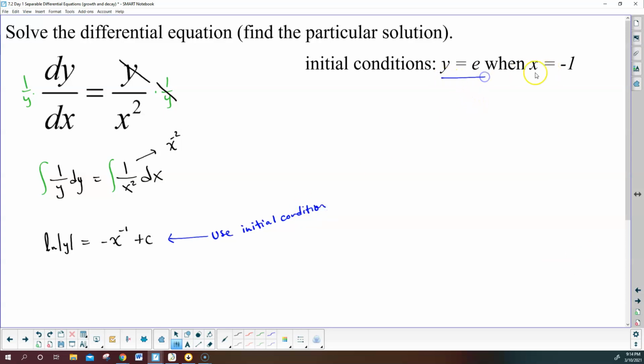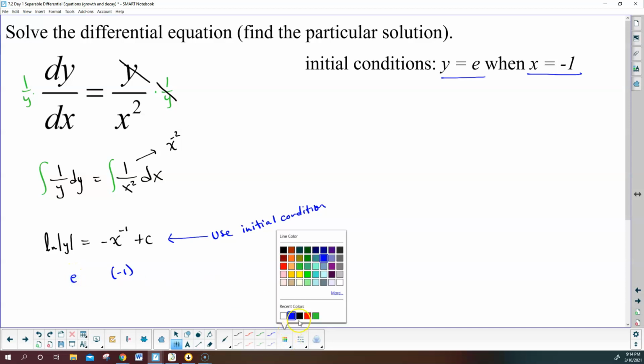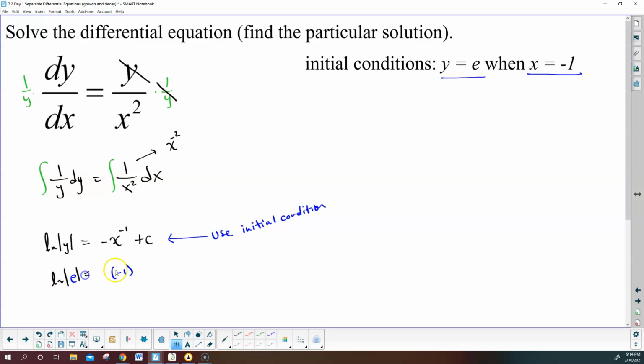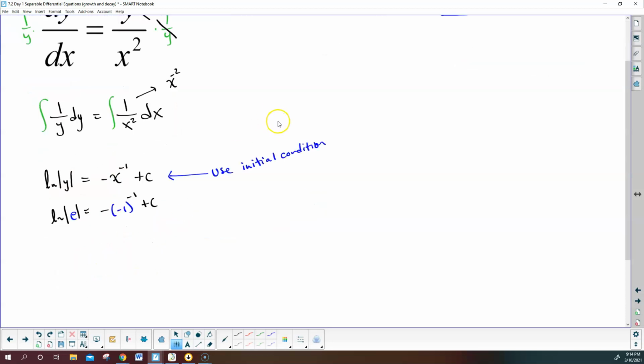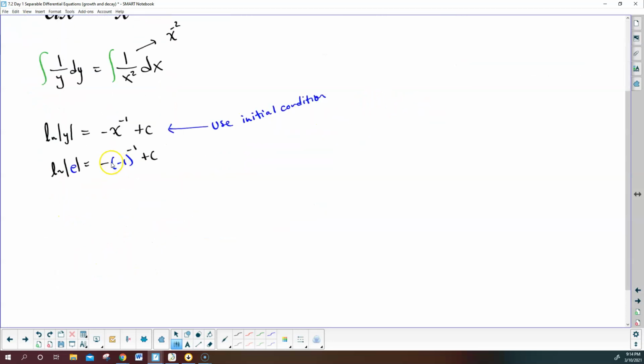And what is the initial condition? When x is negative 1, so I'm going to plug in negative 1 here, y is equal to e. And that will give me all the pieces I need to find the c value. Right? So you can see I plug it in. Now I can simplify and solve for c.